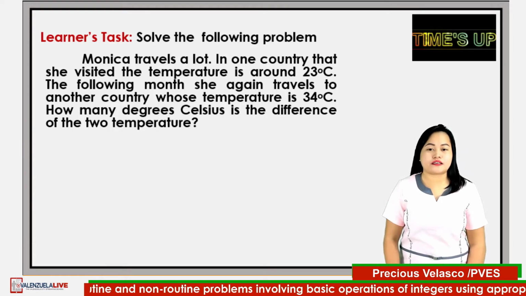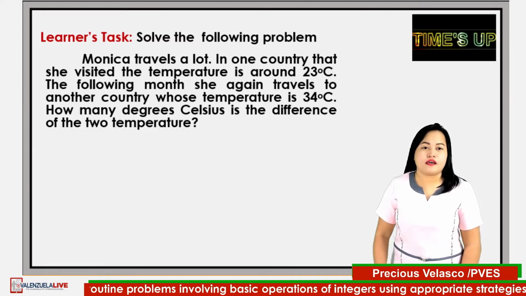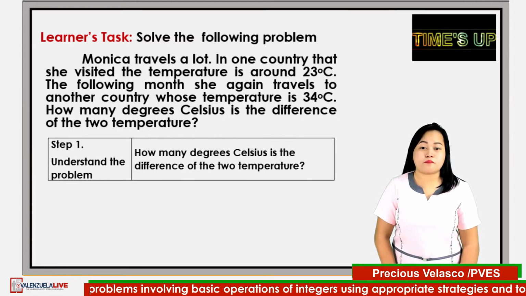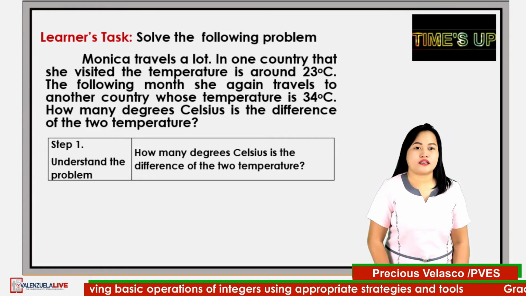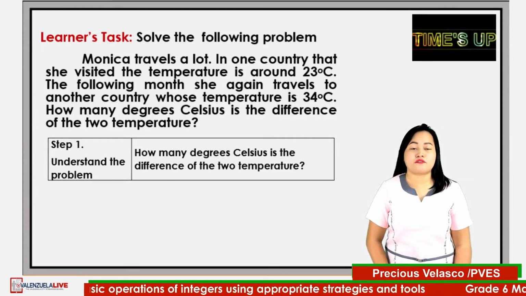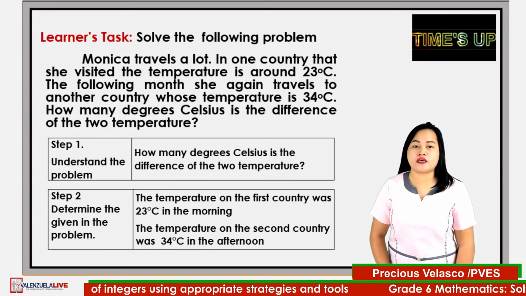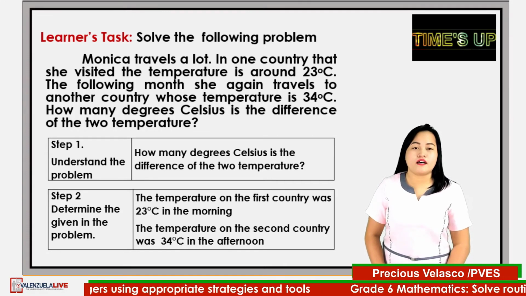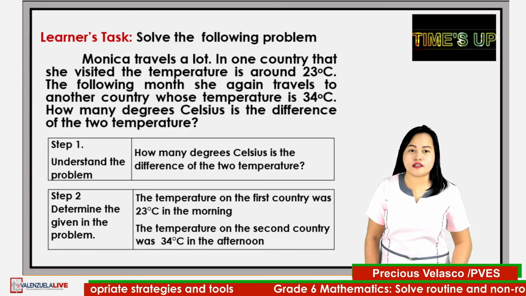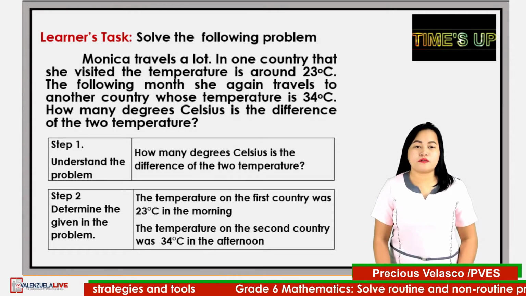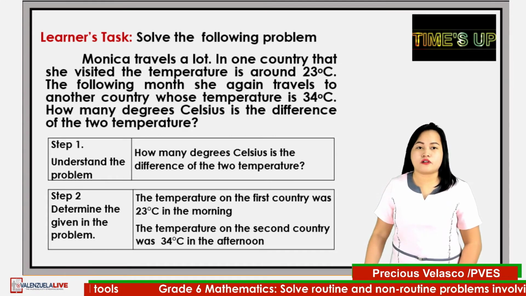Okay, time's up. So let's see. In this problem, we are going to use the steps in answering a word problem. For step 1, we need to understand the problem. We need to know what is asked in our problem. And our answer for that is, how many degrees Celsius is the difference of the two temperatures? Next, for step 2, we are going to determine the given in the problem. The temperature in the first country was 23 degrees Celsius in the morning, and the temperature in the second country was 34 degrees Celsius in the afternoon. So this is our given.